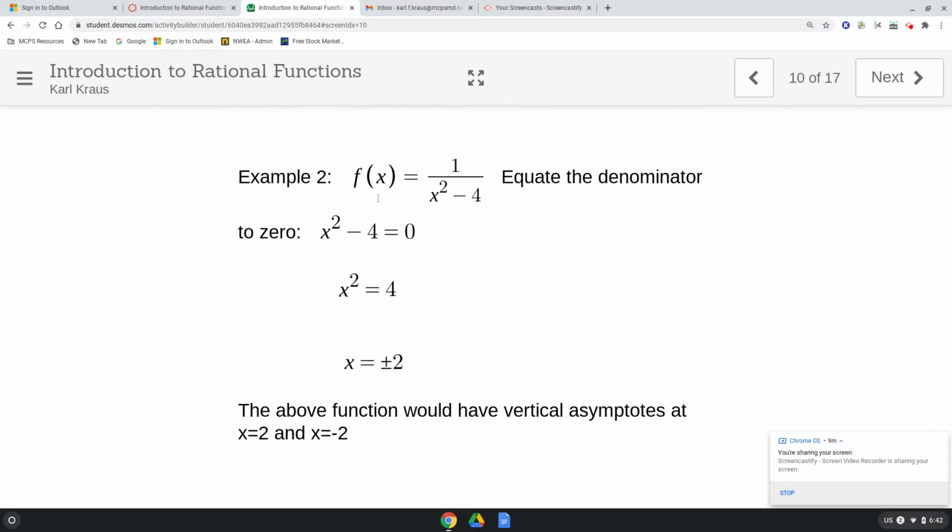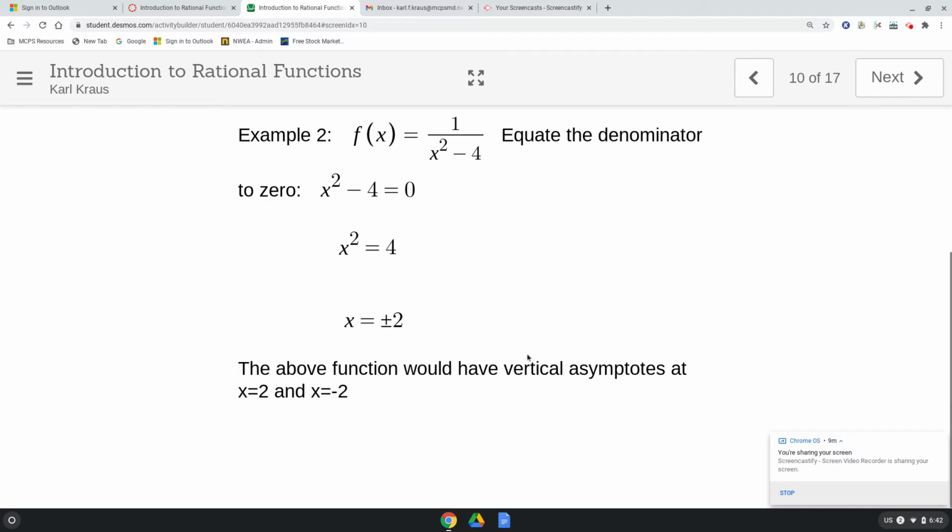Example 2, f of x equal 1 over x squared minus 4. Equate the denominator to 0. X squared minus 4 equals 0. Add 4 to both sides of the equation. X squared equals 4. Take the square root. We have x equal plus or minus 2. The above function would have vertical asymptotes at x equal 2 and x equal -2.